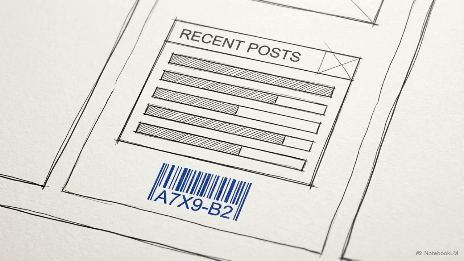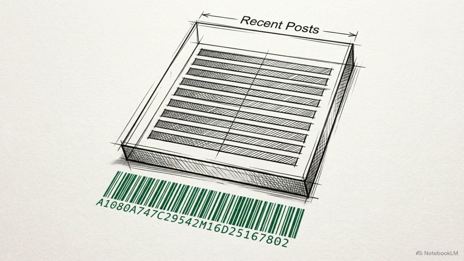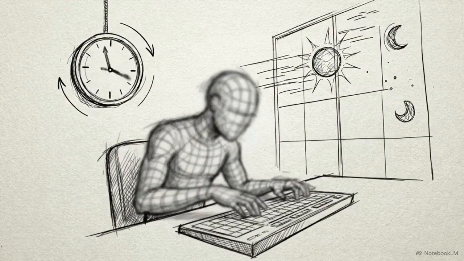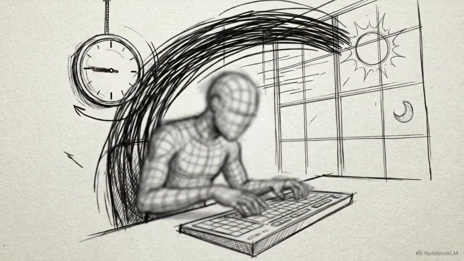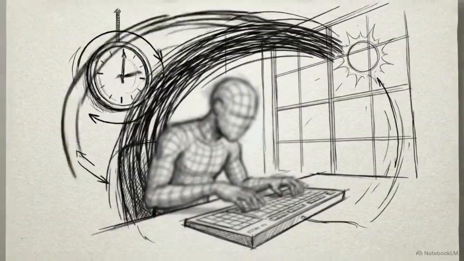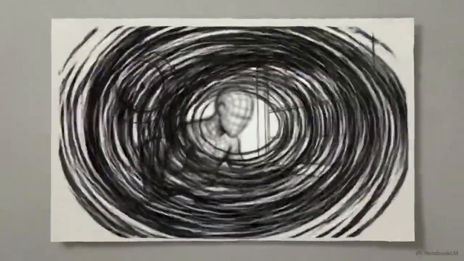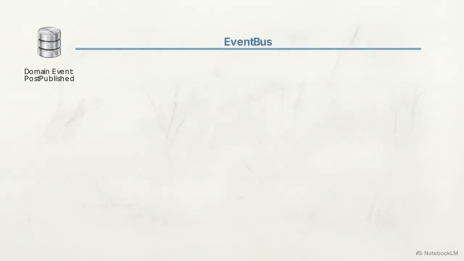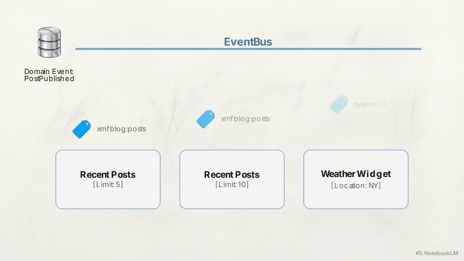A recent post list configured to show 5 items generates a completely different hash and a different cache entry than the exact same list configured to show 10. But aggressive caching introduces a secondary challenge: the risk of serving stale content to users when the underlying database records change. The system solves this with a tag-based instant invalidation mechanism routed entirely through the framework's internal event bus.